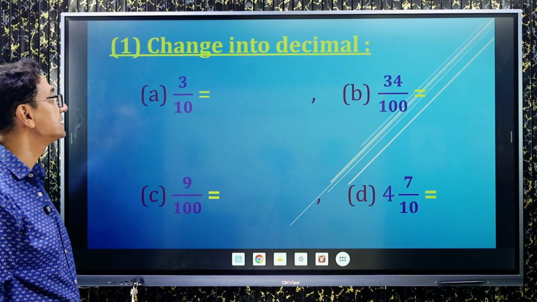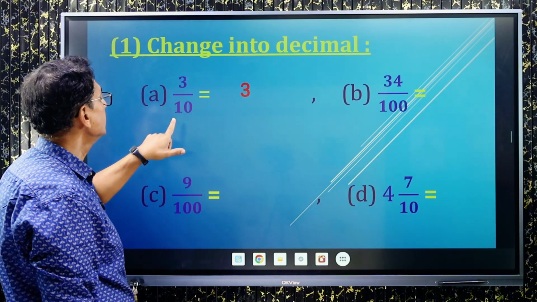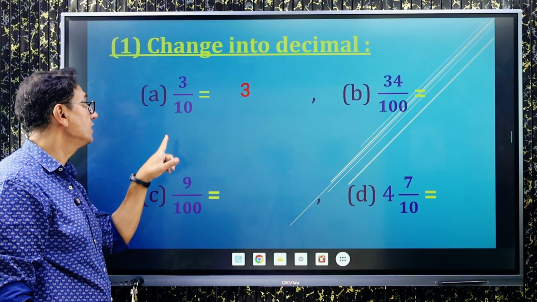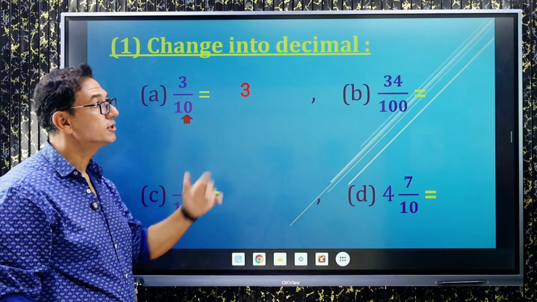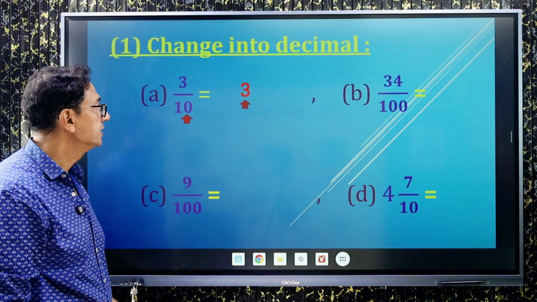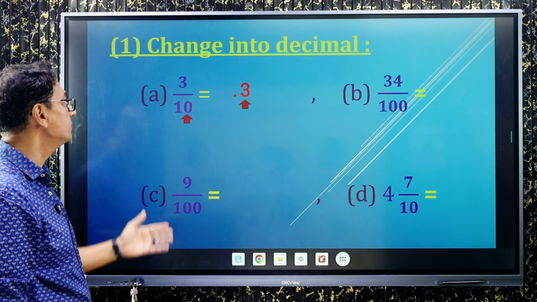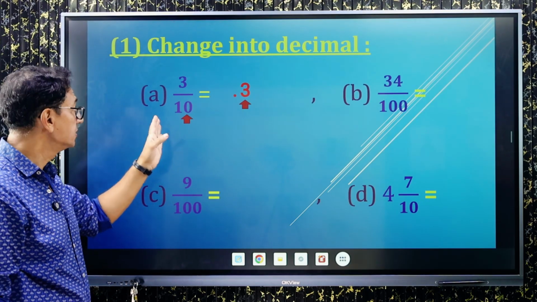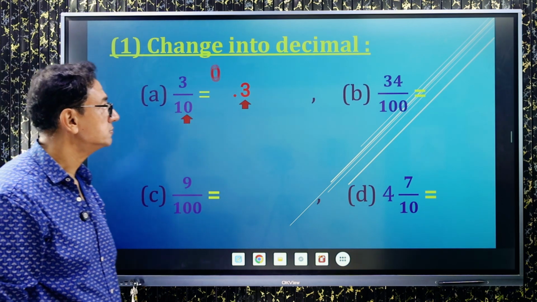So first step, we drop 3, which is the numerator as we have, and then we will count the zeros. We have only 1 zero, so we will count only 1 digit. Start counting, of course, from the right, and we will put the decimal point. And we have no number in front of the fraction. There is nothing, so we will write 0.